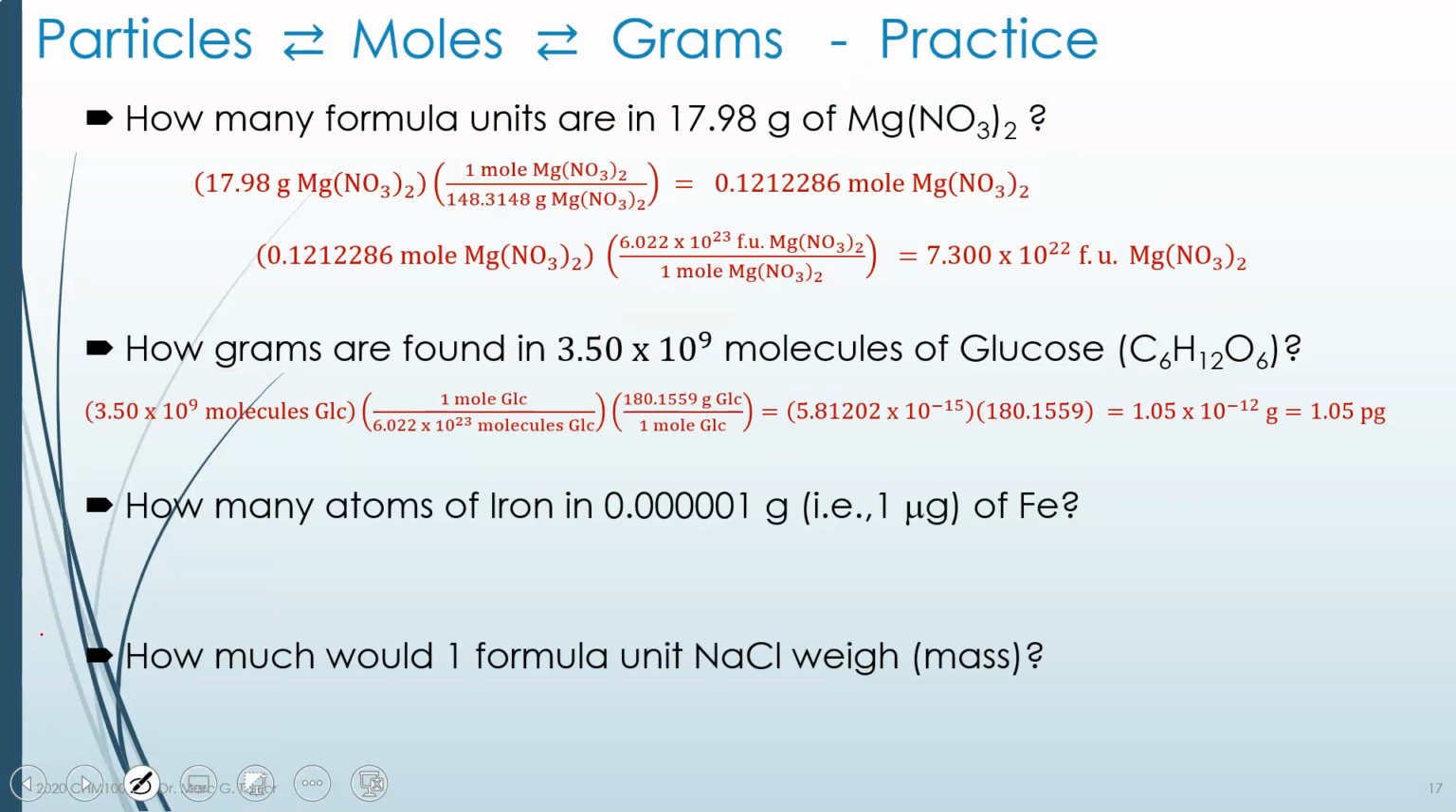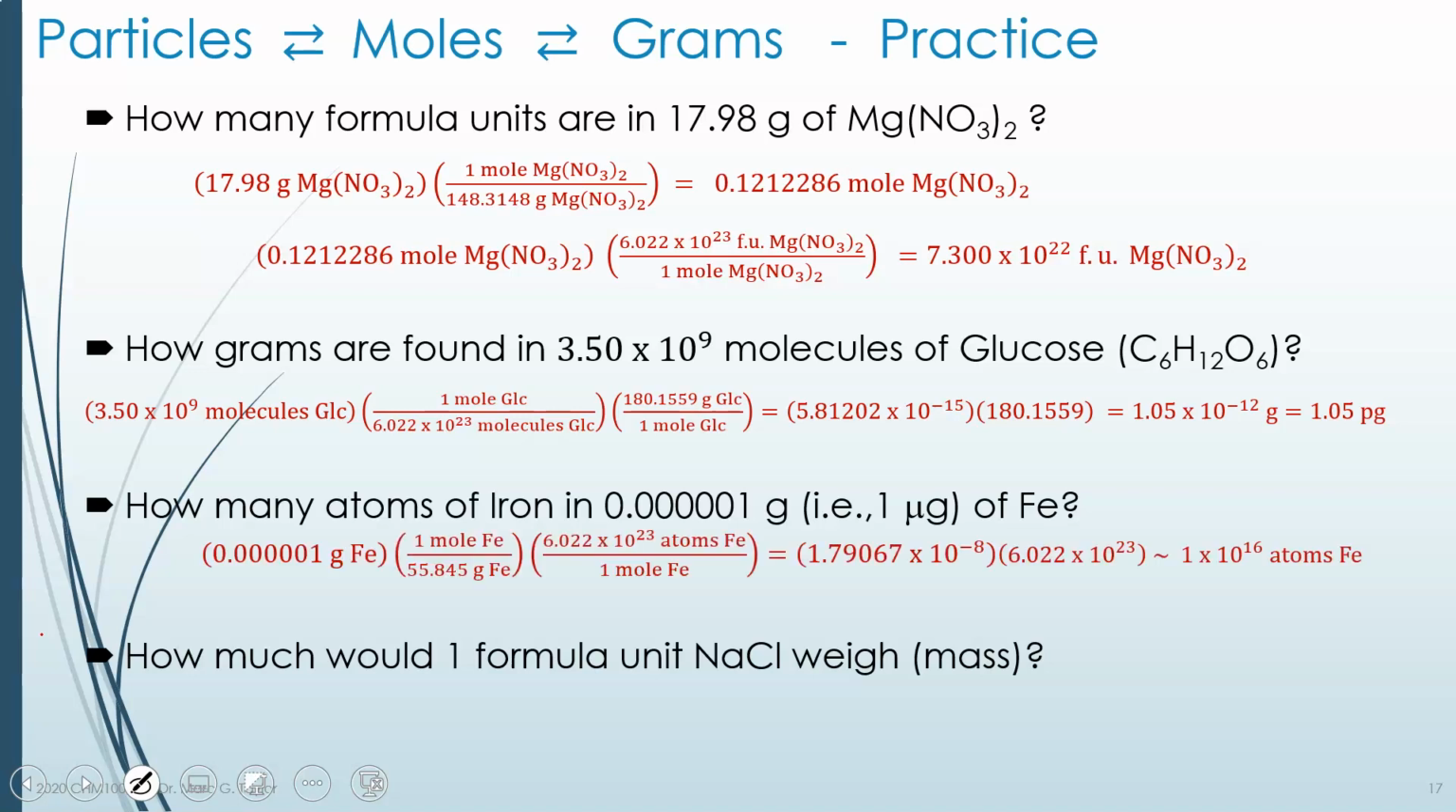And I'll let you go through the rest of these. You have how many atoms of iron, and this is easy because you just look up the molar mass for iron and you know Avogadro's number, so you can convert that. And I'll pause here for a second. You can stop and try it on your own. And here's the answer.